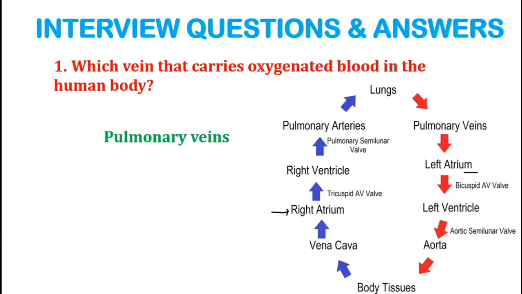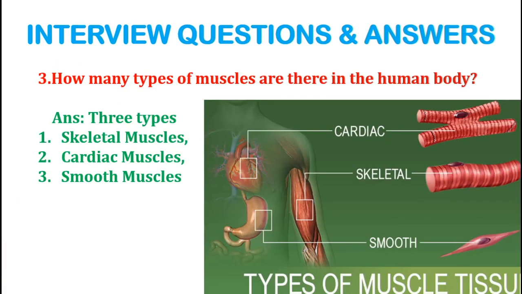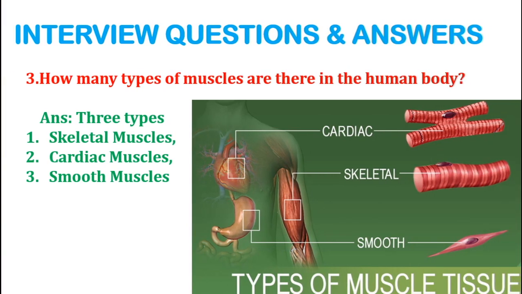And the third question is, how many types of muscles are there in the human body? As we all know, there are three types of muscles: skeletal muscle, cardiac muscle, and smooth muscle. As you can see in the diagram, the cardiac muscles are striated, which consist of only one nucleus, and their movement is not under our control or our will. And the next, skeletal muscle, their movement is under the control of our will, which is unbranched and multinucleated.